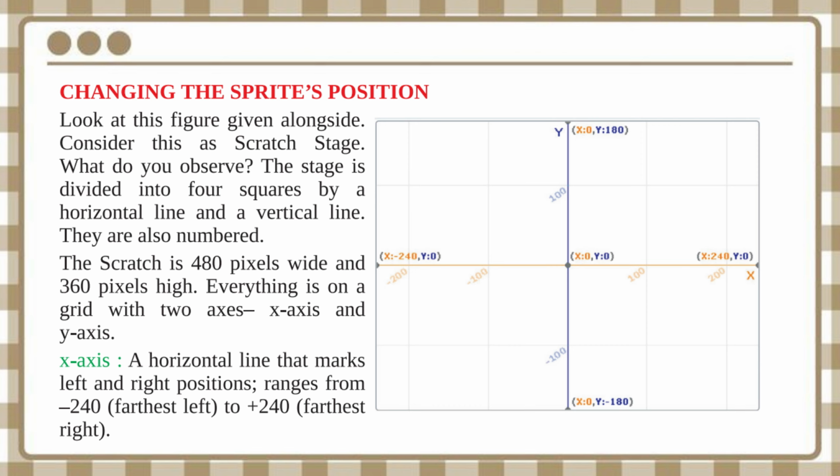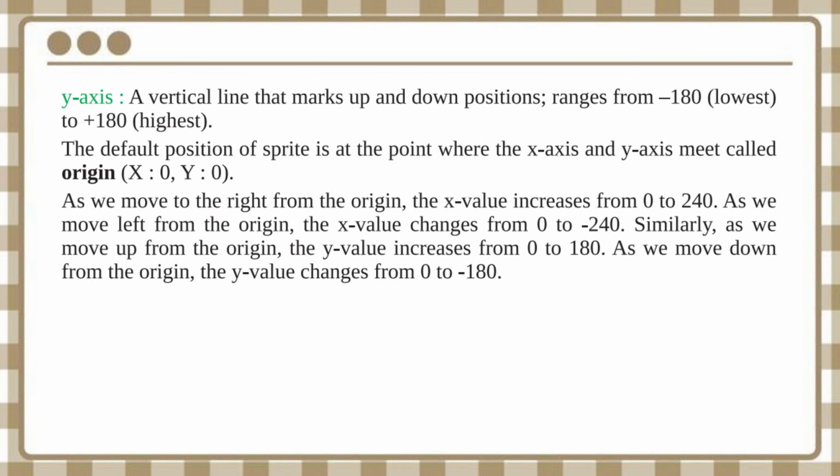Everything is on a grid with 2 axes, the x-axis and the y-axis. X-axis: a horizontal line that marks left and right positions ranges from -240 farthest left to +240 farthest right. Y-axis: a vertical line that marks up and down positions ranges from -180 lowest to +180 highest. The default position of a sprite is at the point where the x-axis and y-axis meet, called the origin, x 0, y 0.